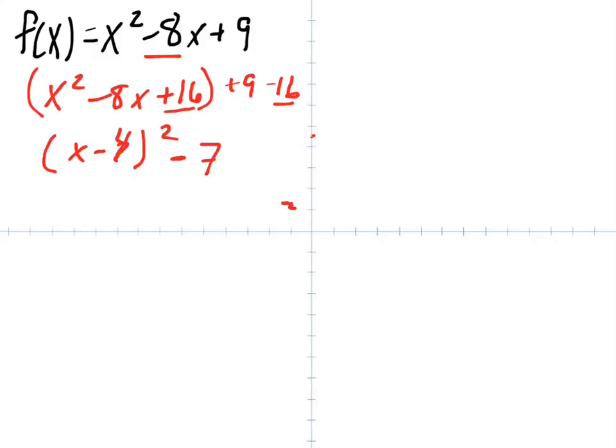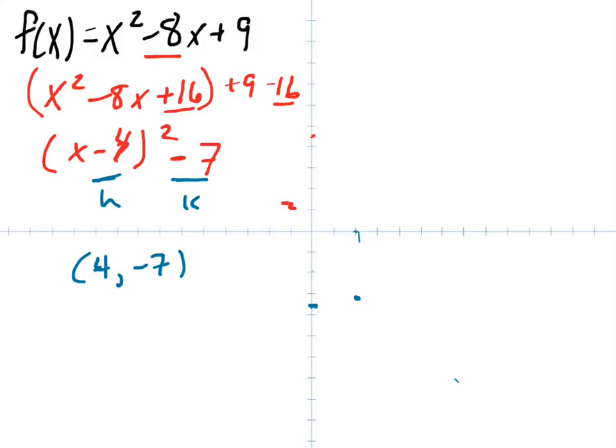That's the quickest and easiest way, as much as you might hate it, to find my h and my k. So positive 4 comma negative 7. Positive 4, which is here. 1, 2, 3, negative 7 would be right there. So there's my vertex.